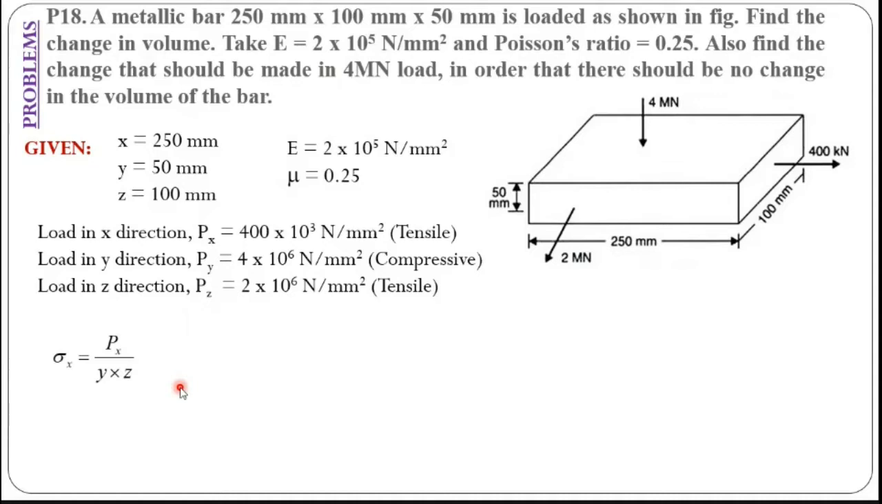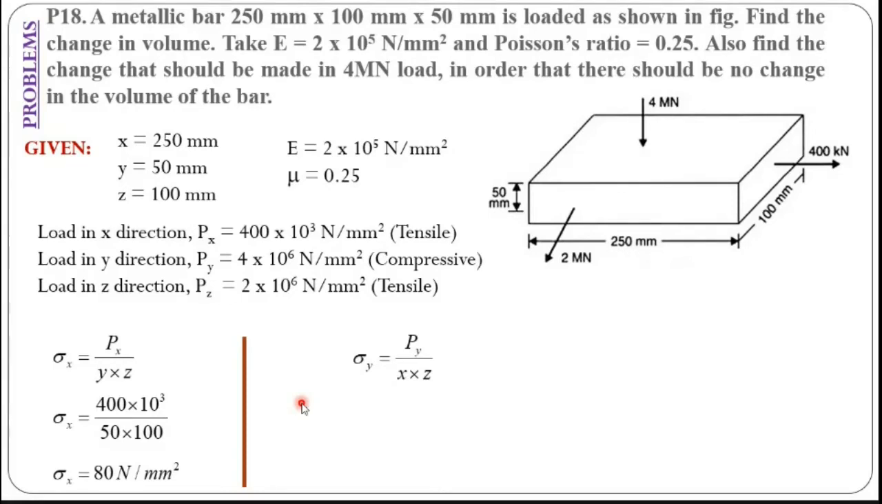Now, the only thing is I have to identify what is my stress in X direction, Y direction, Z direction. Stress in X direction. So my force is 400 into 10 power 3. And my area is this cross section area. What is this cross section area? It is 50 and 100, which is Y into Z. So Px divided by Y into Z. Px is 400 into 10 power 3, Y into Z is 50 into 100. So we'll get the stress. Stress is 80 Newton per mm square.